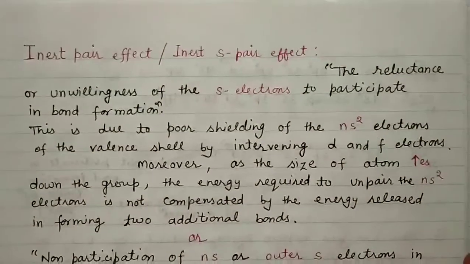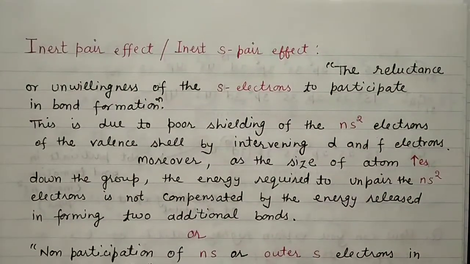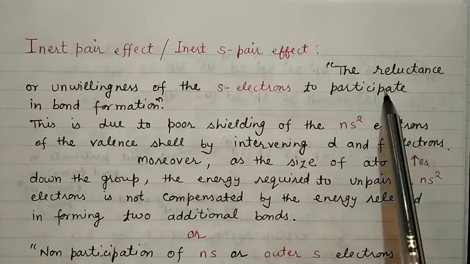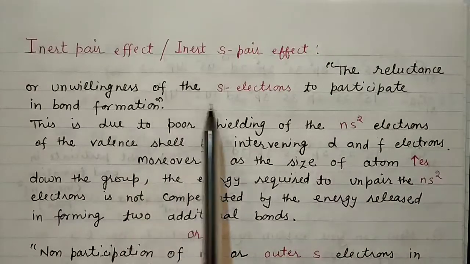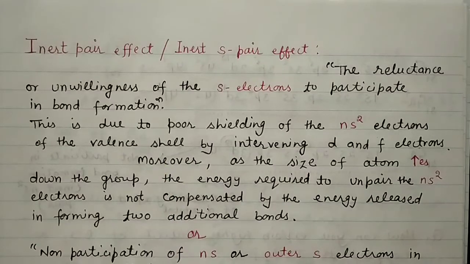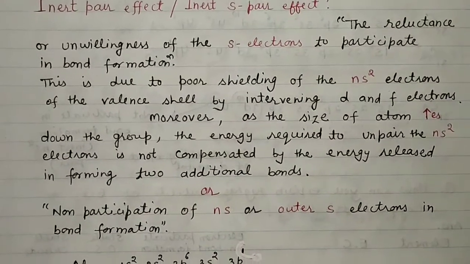Now next moving to the inert pair effect. Inert pair effect, or another name for this is inert s pair effect. This is the reluctance or unwillingness of the s electron to participate in bond formation, right? Or you can say that it is the non-participation of ns or outer s electron in the bond formation, and this is just because of the intervening of d and f orbital because of their poor shielding effect, right? So this is inert pair effect.